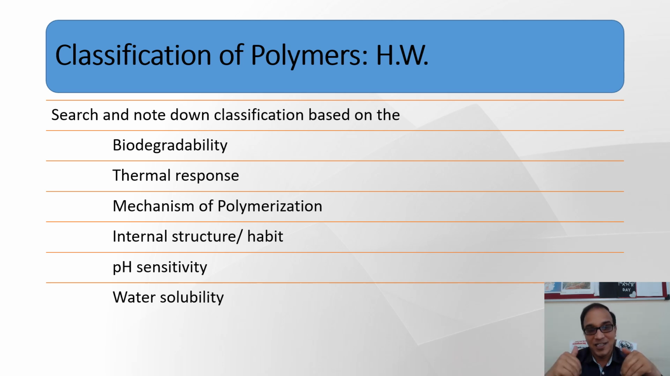Okay, and list them. On the basis of thermal response, on the basis of mechanism of polymerization, addition, condensation, remember, internal structure or habit, crystalline nature, amorphous nature, or maybe some other types, pH sensitivity, and water solubility. These are some basis of classification which you must know. On the basis of these points, do you know about the classification of the polymers? If not, learn it, note it down.